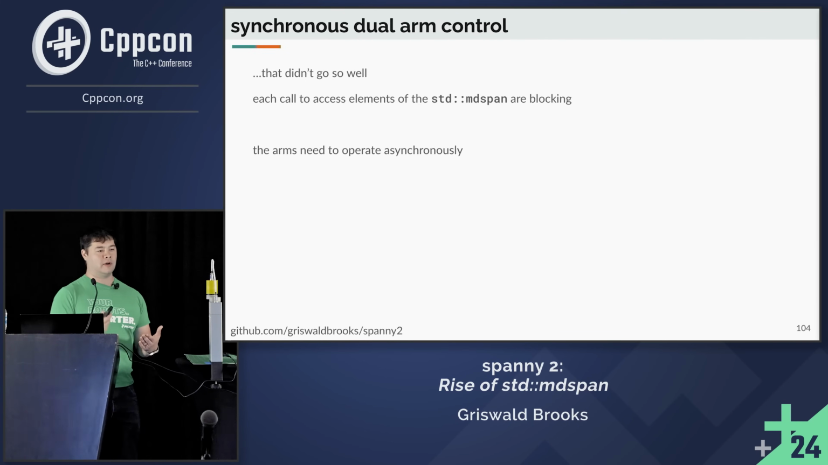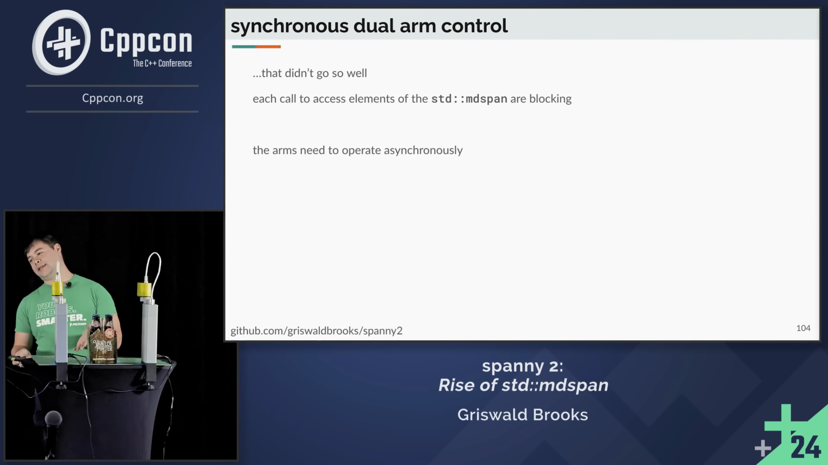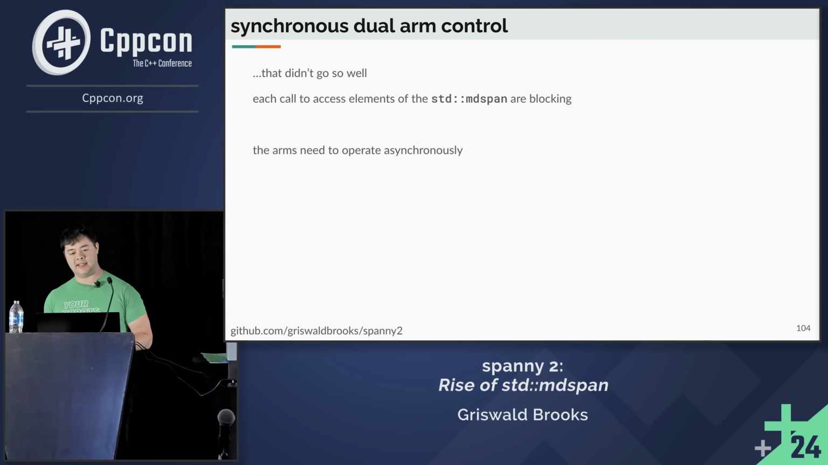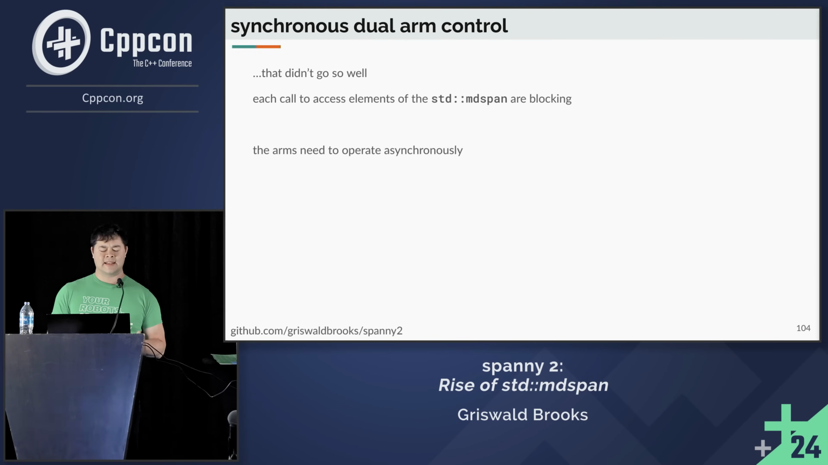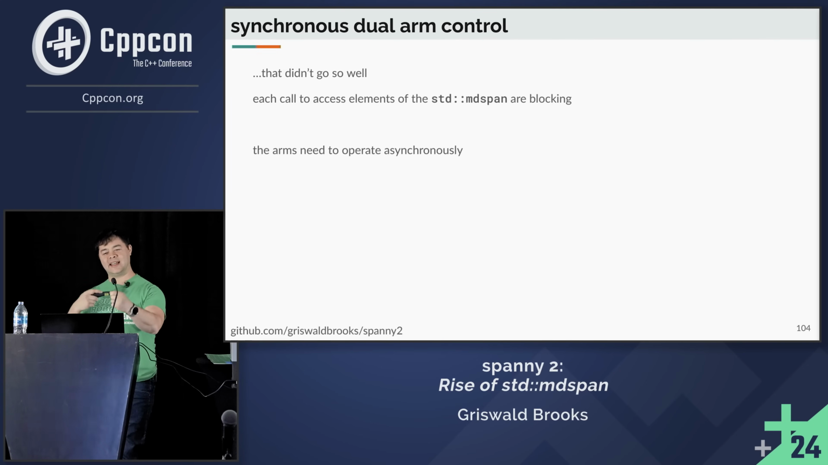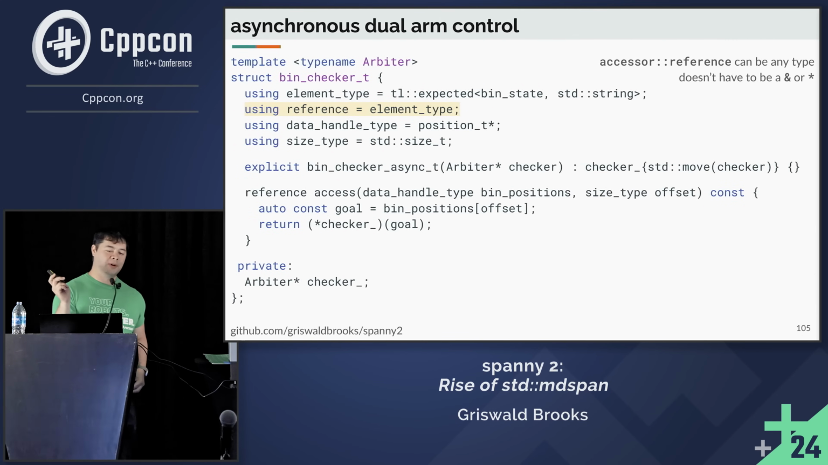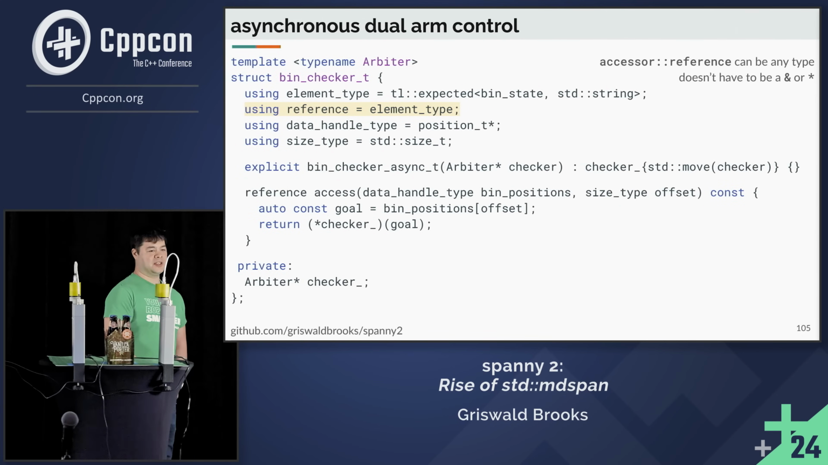And when that's done in the order of nanoseconds, yeah, it's not really something we think about. Well, it takes whole seconds for those values to come back, that's kind of tedious. It's kind of like we need the arms to operate at the same time, like asynchronously instead of synchronously. Let's do that. So here was that Accessor policy before, right?